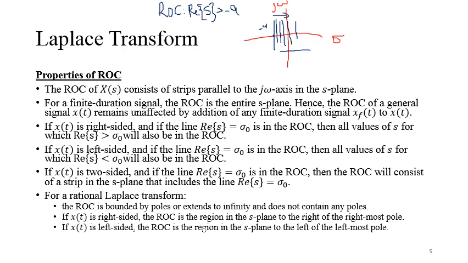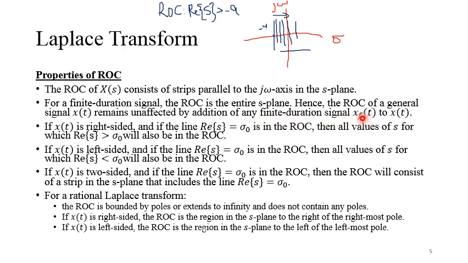For a finite duration signal, the ROC is the entire s plane. For example, you have just found in the previous example the impulse. The impulse is a finite duration signal, so the ROC for it is the entire s plane. You can see the example we already did, I think, one slide back or so.